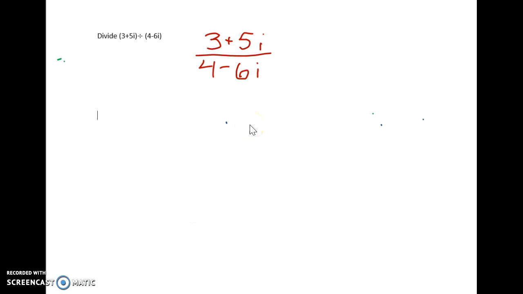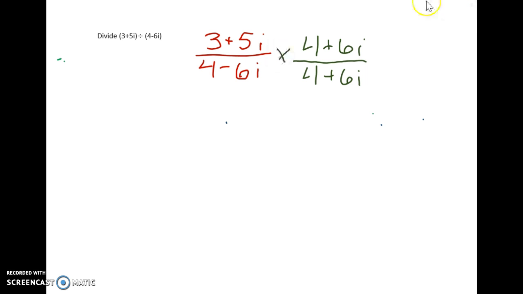So what we're going to do first is multiply both the numerator and denominator by the complex conjugate of the denominator. The complex conjugate of this denominator would be 4 plus 6i, and since we're going to be doing it to both numerator and denominator, you're going to do it to both sides of the fraction.